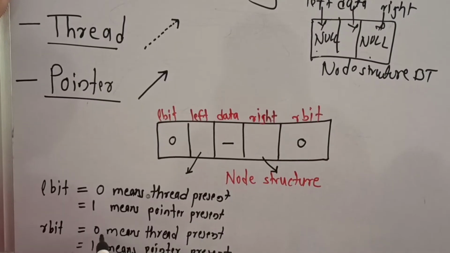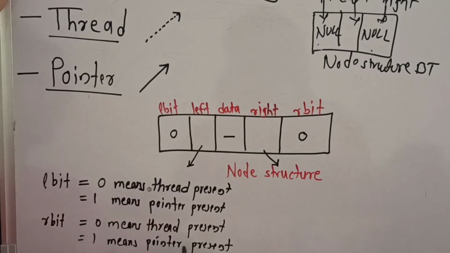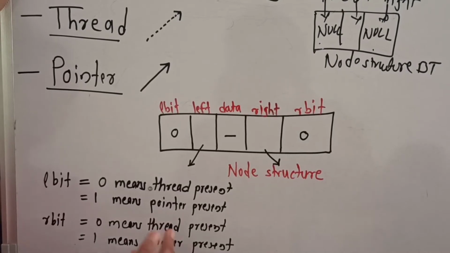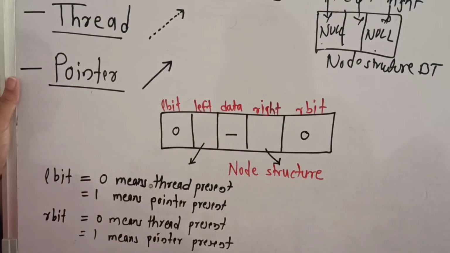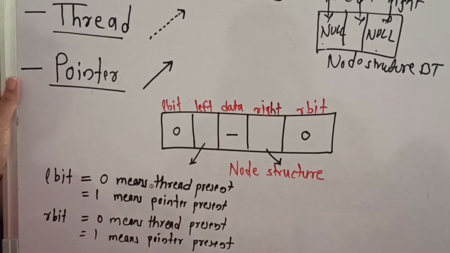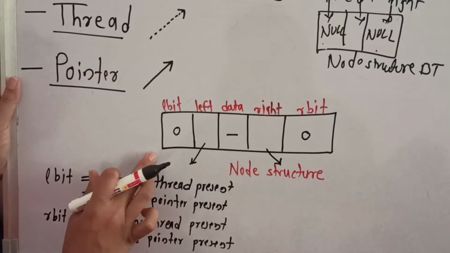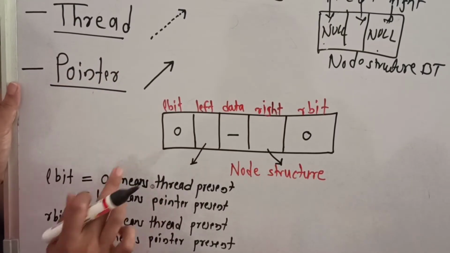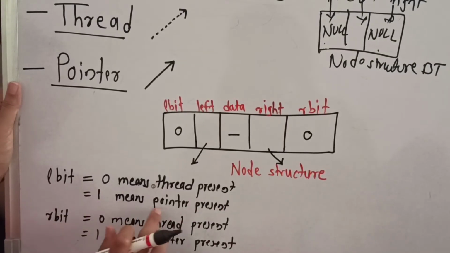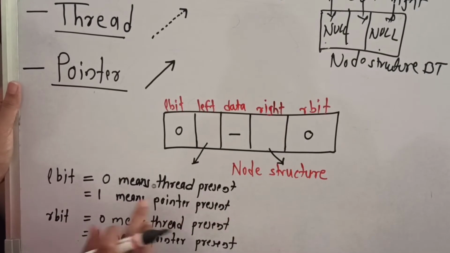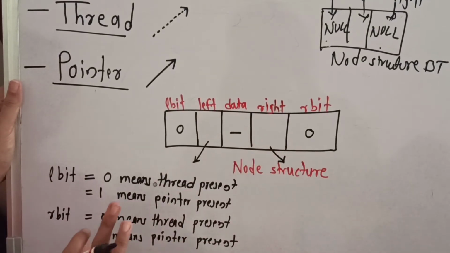If the R-bit is equal to 0, it means the thread is present. And if the R-bit is equal to 1, it means the actual pointer is present. So that means wherever the null values are present in the linked list representation, we have to replace those null values with threads in the case of the threaded binary tree. Those threads indicate: if the L-bit is equal to 0, that means a thread is present. If the L-bit is equal to 1, it means the actual value is present. The same applies to the right side, that is the R-bit and the right child.